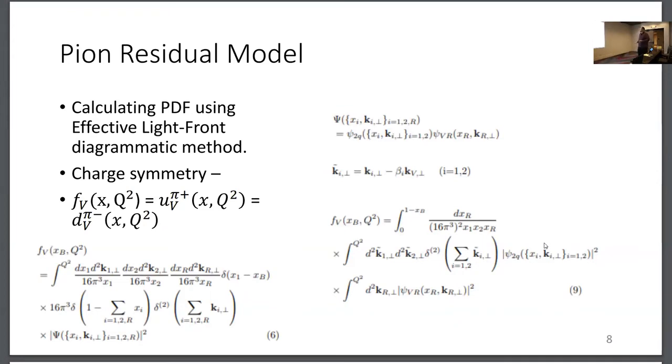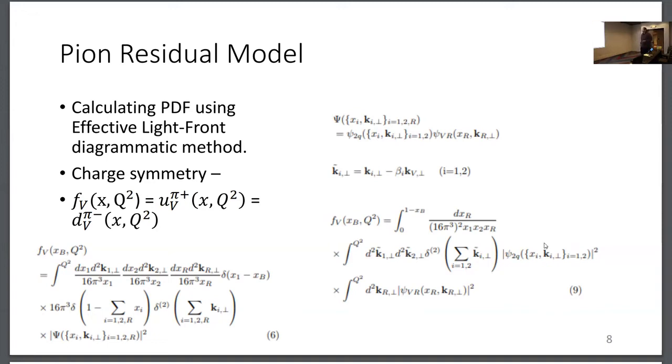We're using light-front dynamics. What do we mean by the pion? Using charge symmetry, the valence PDF, the up valence of the pi plus, equals the down valence of the pi minus. Yeah, so that's the charge symmetry.